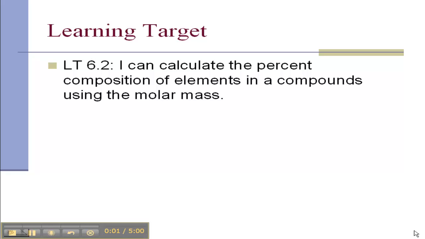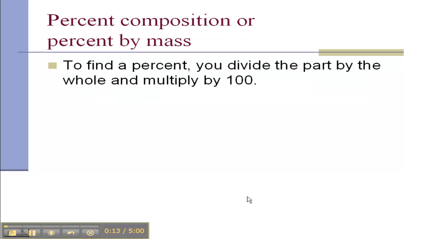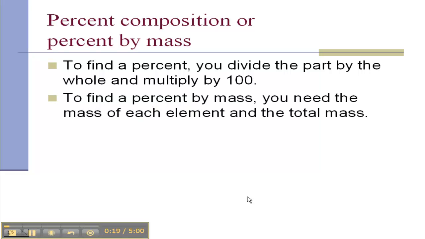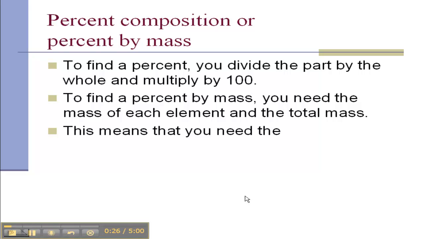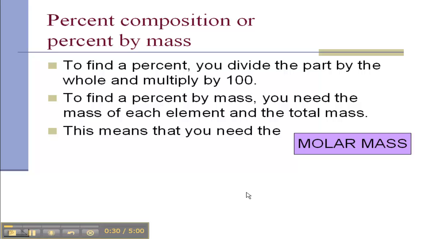Learning Target 6.2 says that I can calculate the percent composition of elements in a compound using the molar mass. So first, how we normally calculate percents is that you take a part and divide it by a whole, multiply by 100. So to find a percent by mass, you're going to need the mass of each element and the total mass. That means the total mass is the molar mass.